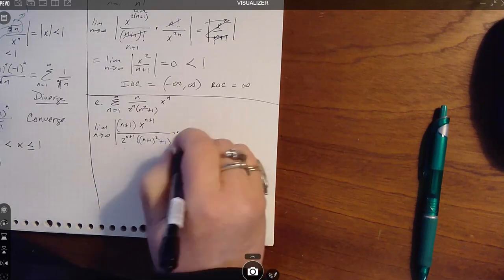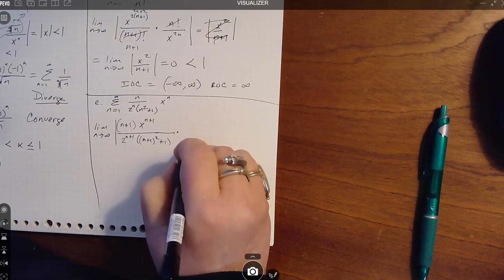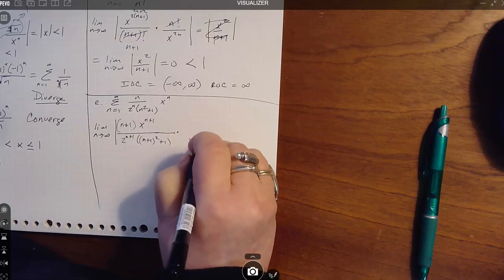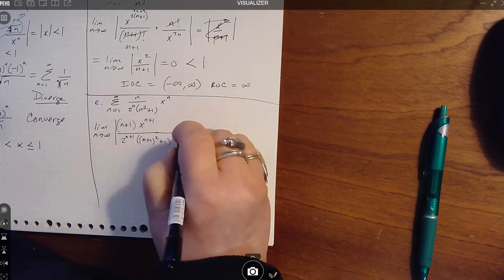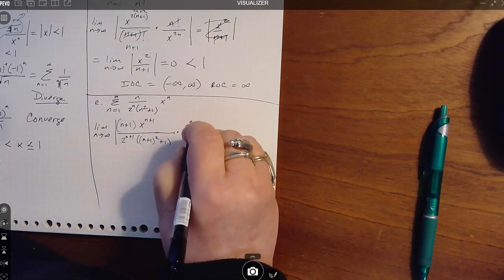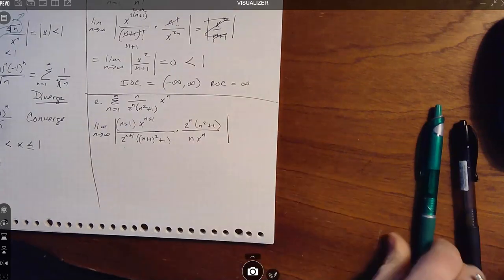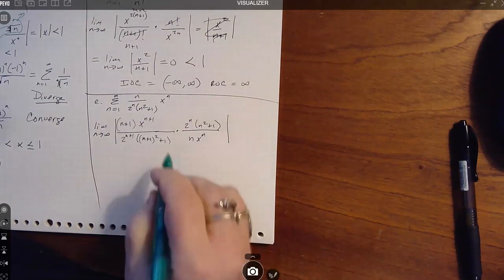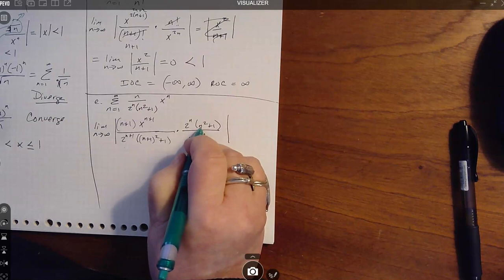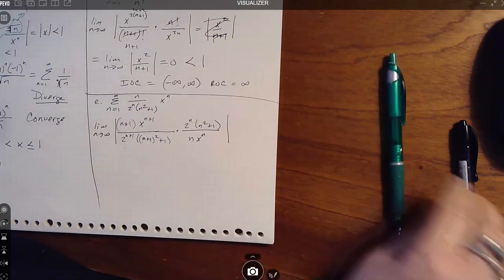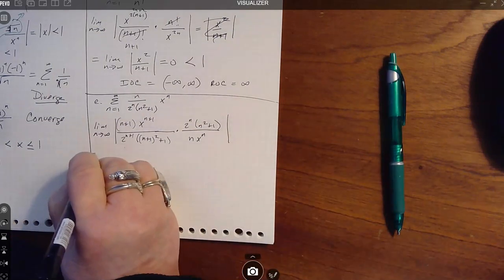Okay, so now reflipped. On the bottom, I have n x^n. On top, I have 2^n times (n squared plus 1). Polynomials. I've got an n squared here and an n squared. Let me rewrite this one. That might be better to see it.